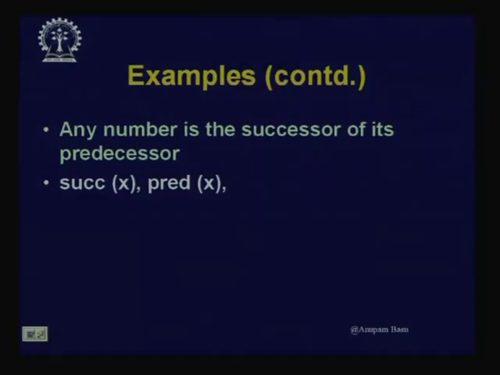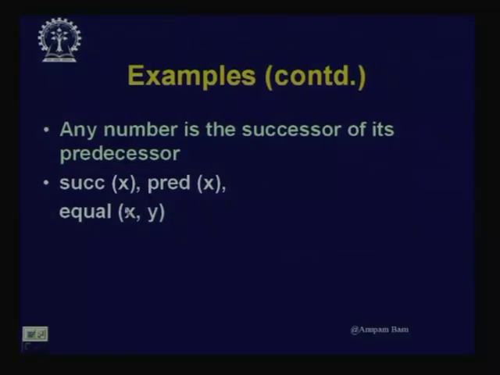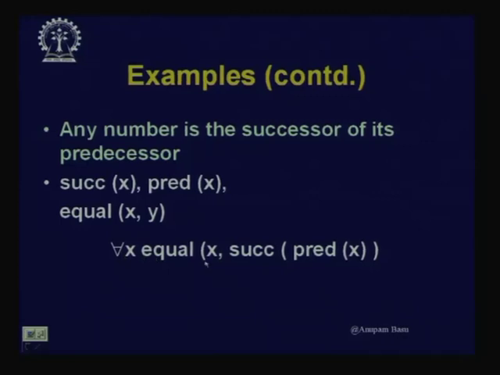In order to express this, I choose two predicates, successor x and predecessor x, suc x, pred x. I also introduce another predicate, equal x y, which means x and y are equal. Now, using these three predicates, I would like to express this English sentence: any number is the successor of its predecessor. How can I do it? For all x, equal x, successor predecessor x.